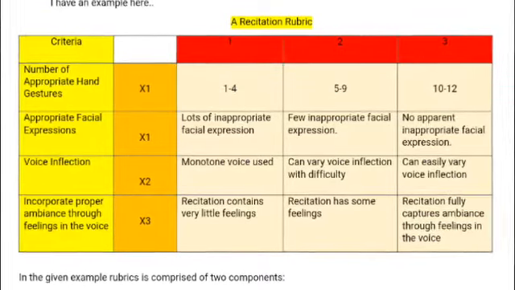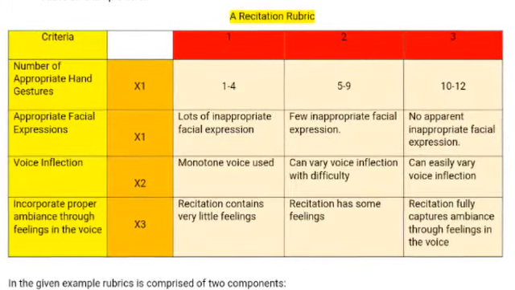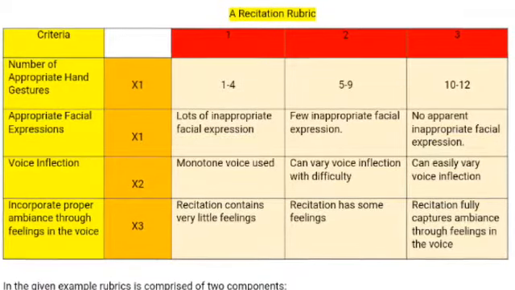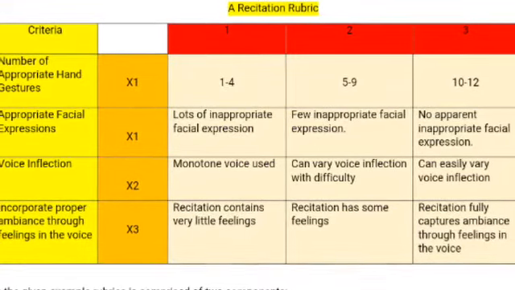For each criterion, the evaluator applying the rubric can determine to what degree the student has met the levels of performance. There are three levels of performance for each criterion. For example, voice inflection can contain monotone voice used, can vary voice inflection with difficulty, or can easily vary voice inflection.